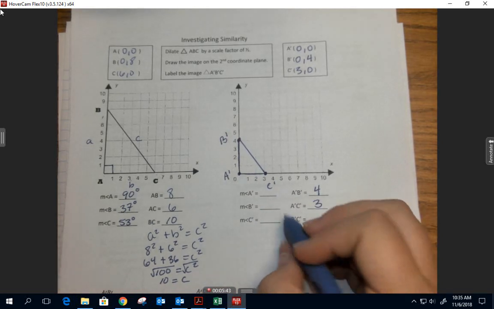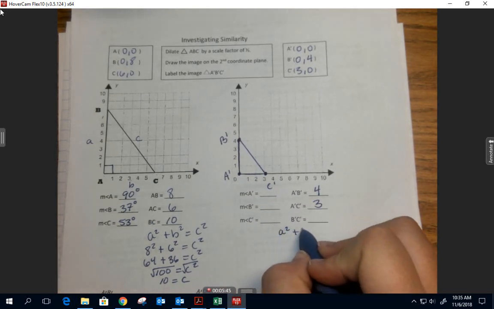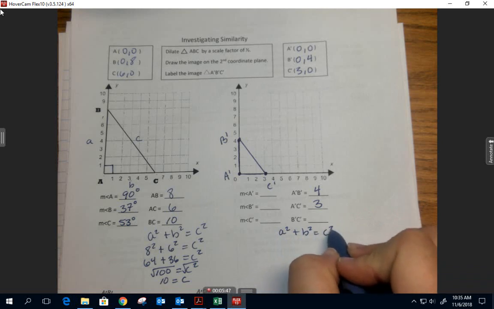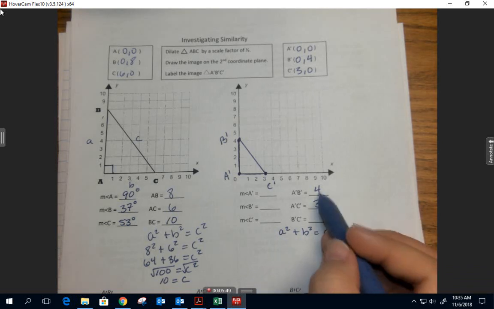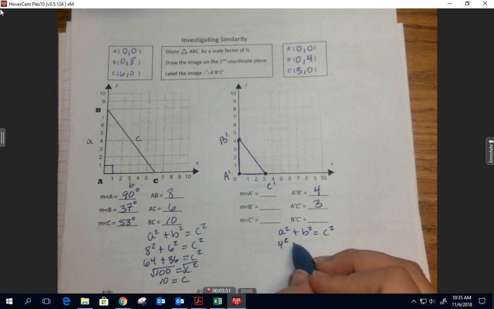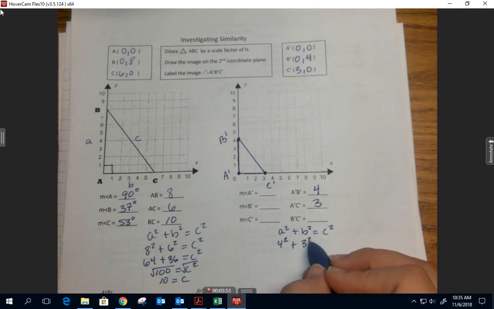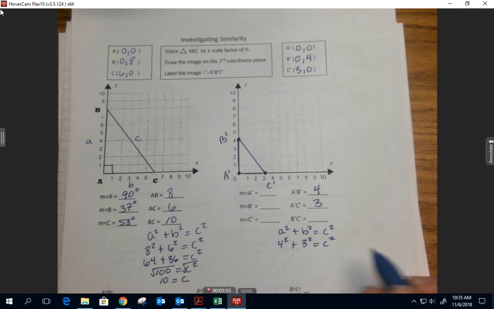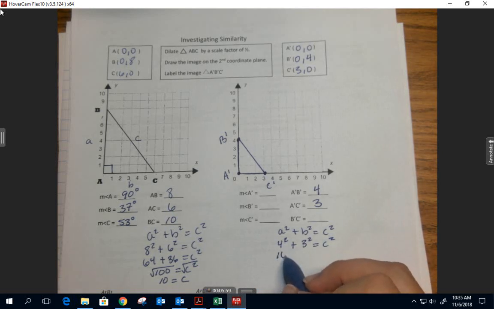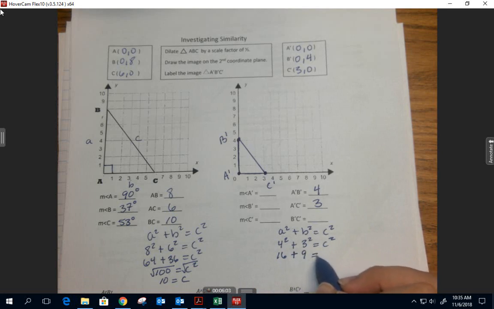So we're going to use the Pythagorean theorem again. A squared plus B squared equals C squared. This time A is 4, B is 3. And now I have to solve for C squared. So 16 plus 9 is C squared. 16 plus 9 is 25.